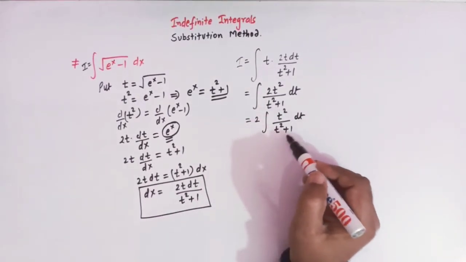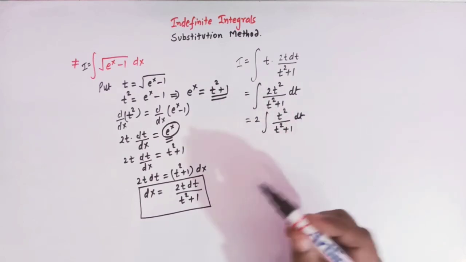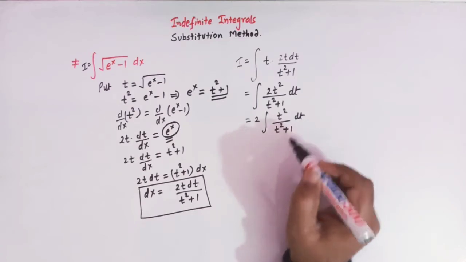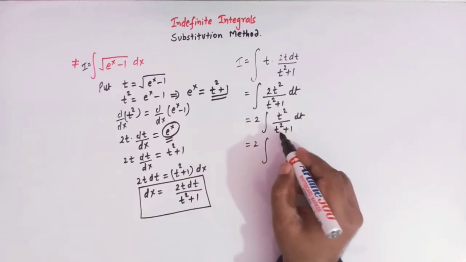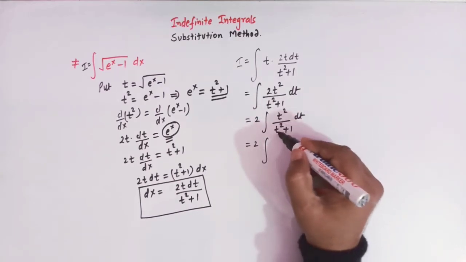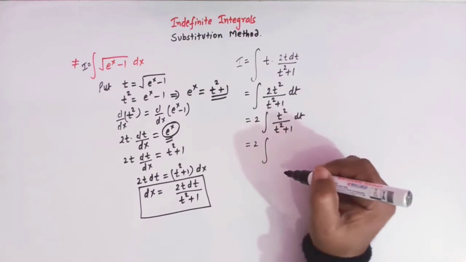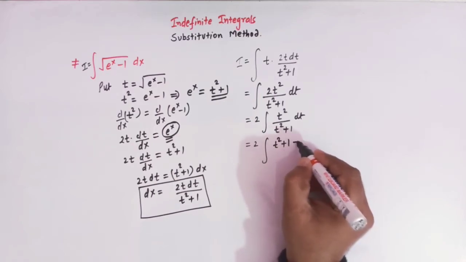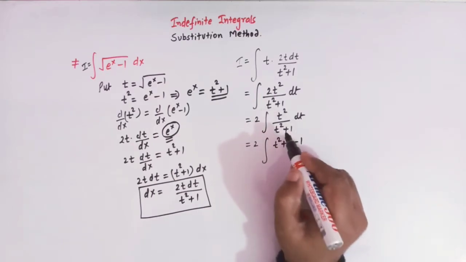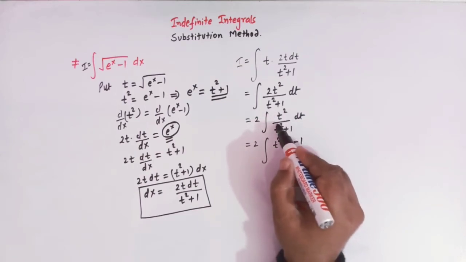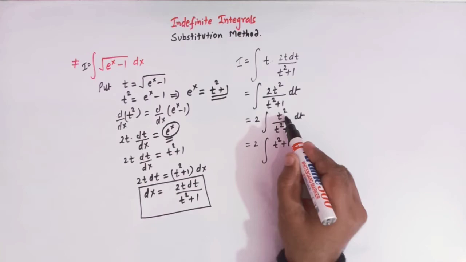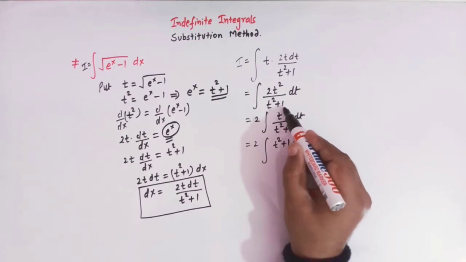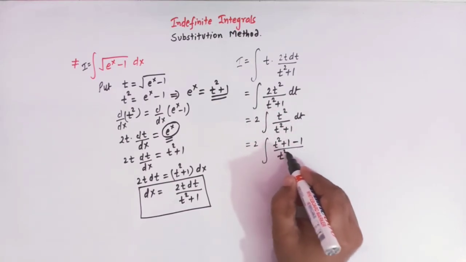Now here we have to apply a simple method. See here we have t square in the numerator, and in the denominator we have t square plus 1. So we'll try to create a term t square plus 1 in the numerator. We can write it like this: t square plus 1, then minus 1. What we are doing here is trying to create a term t square plus 1 in the numerator. So t square plus 1 minus 1, because the 1 and 1 get cancelled, and again we'll get t square. So now we have this expression.